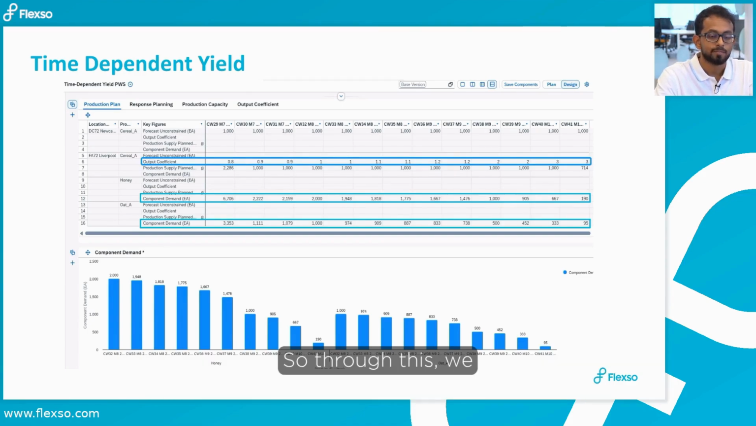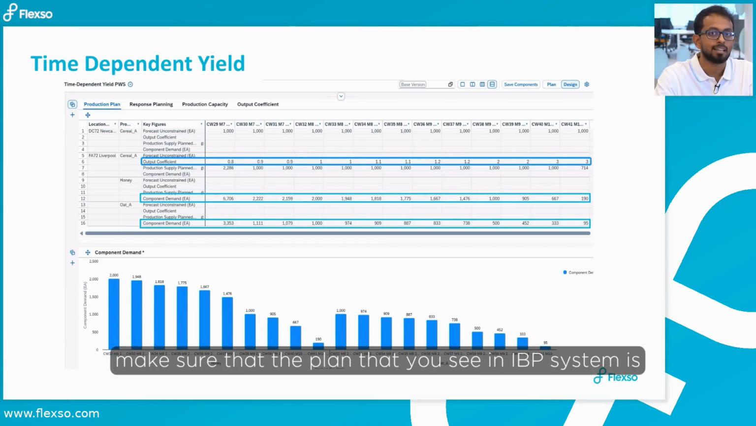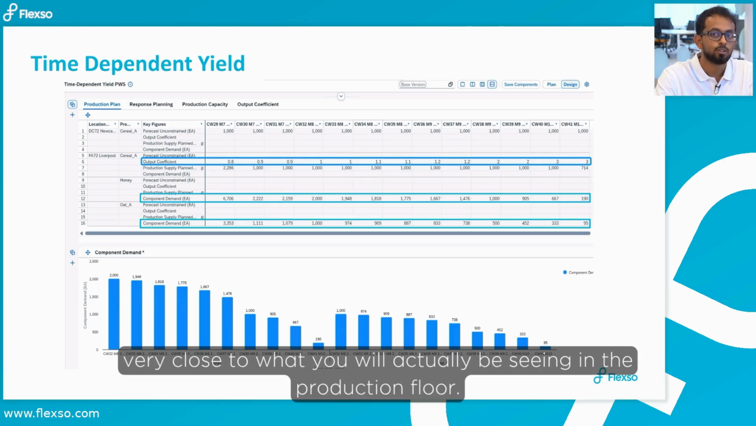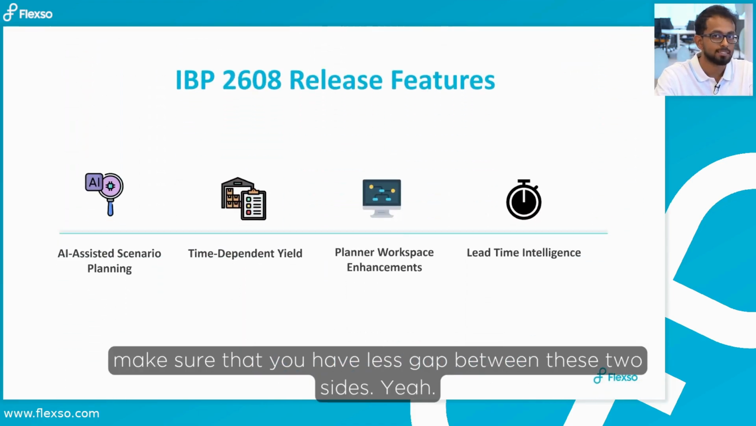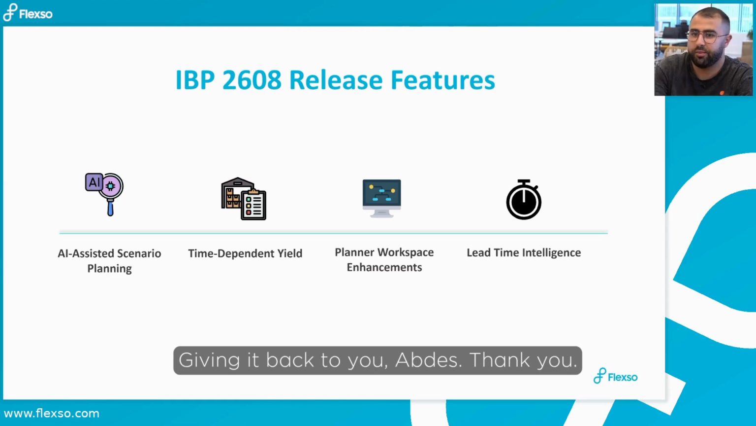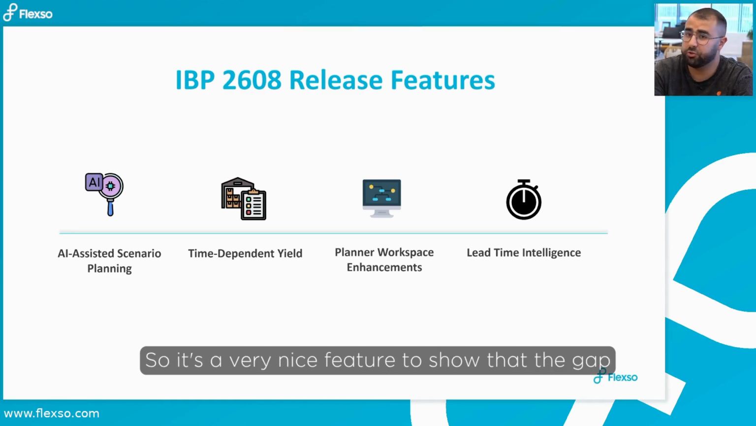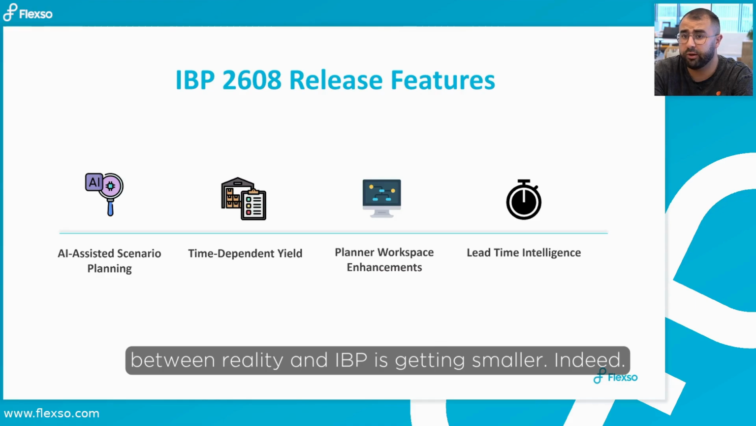So, through this we make sure that the plan that you see in IBP system is very close to what you will actually be seeing in the production floor. So, a very good feature to make sure that you have less gap between these two sides. Yeah. Giving it back to you, Abdes. Thank you. So it's a very nice feature to show that the gap between reality and IBP is getting smaller.